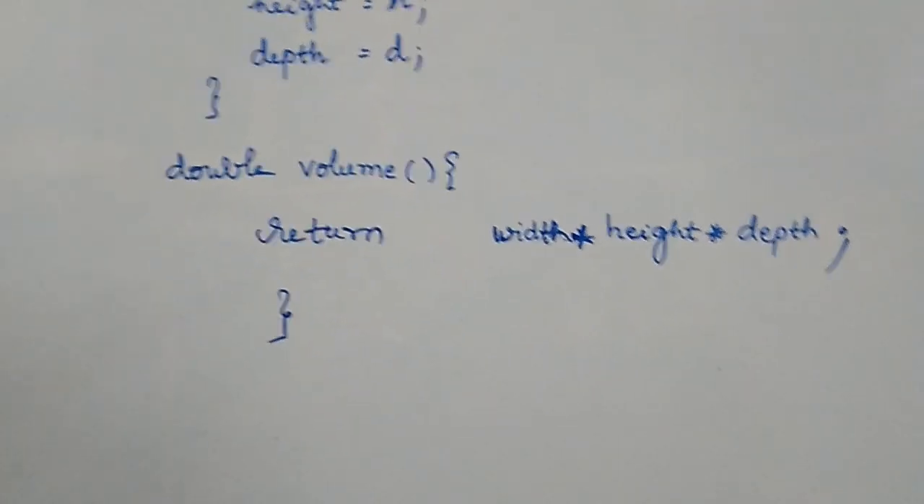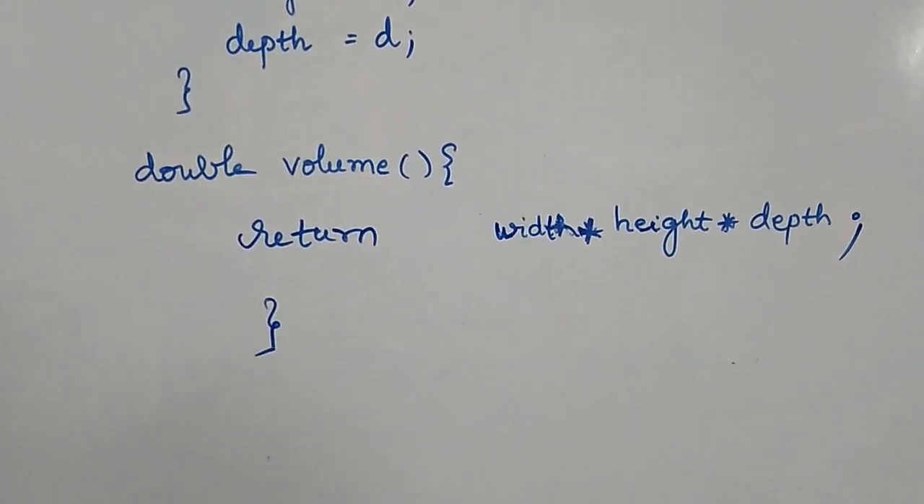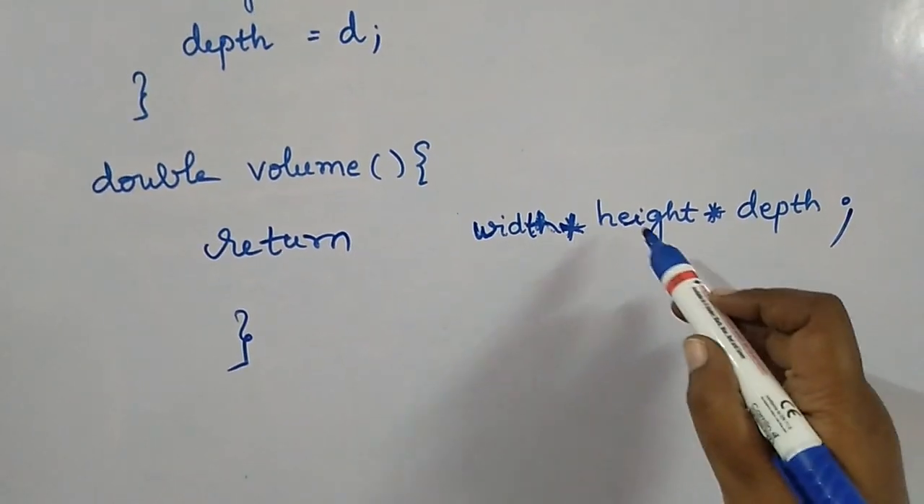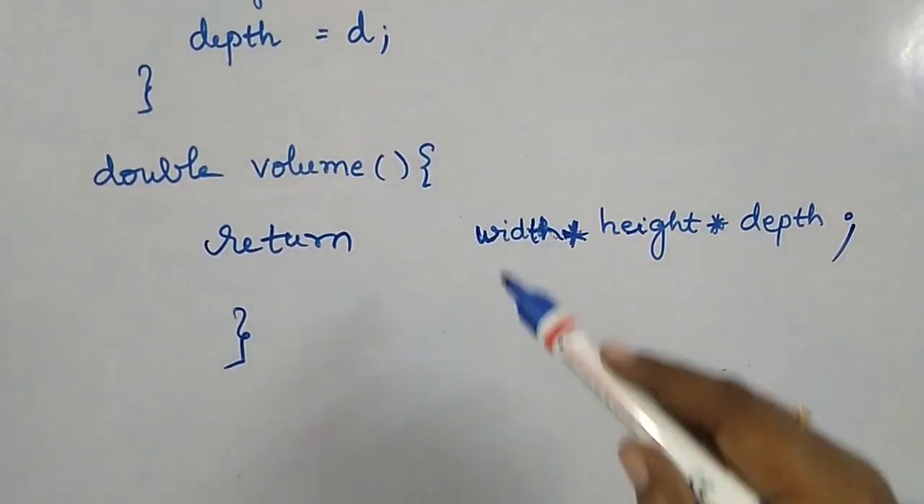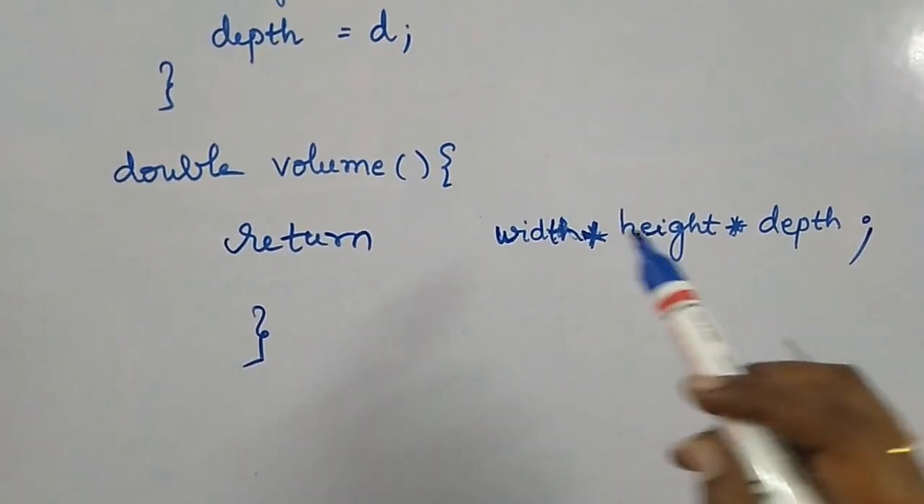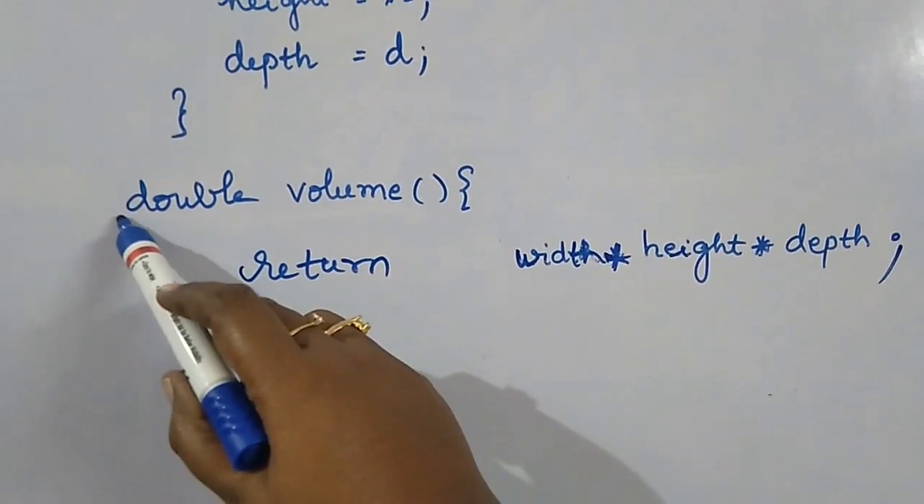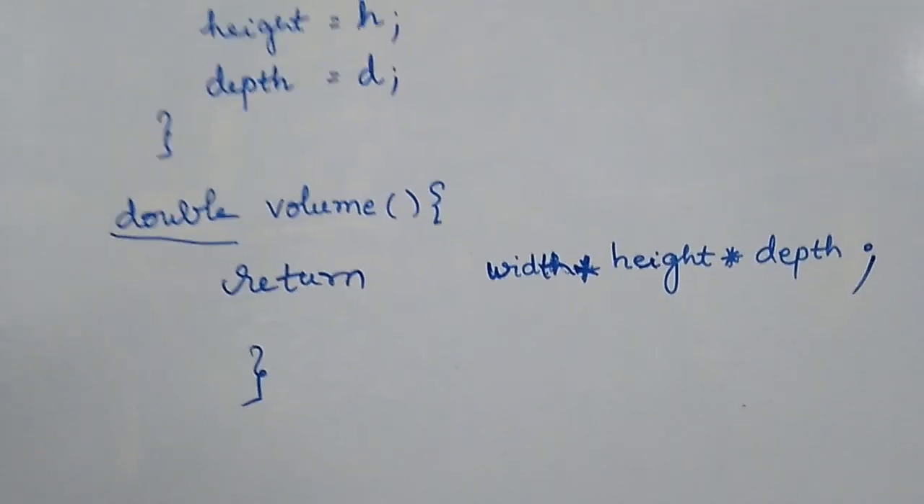Now the return type is added, and this volume method will return width into height into depth, and the result of this expression is a double type. So we have mentioned that the return type of this volume is double.